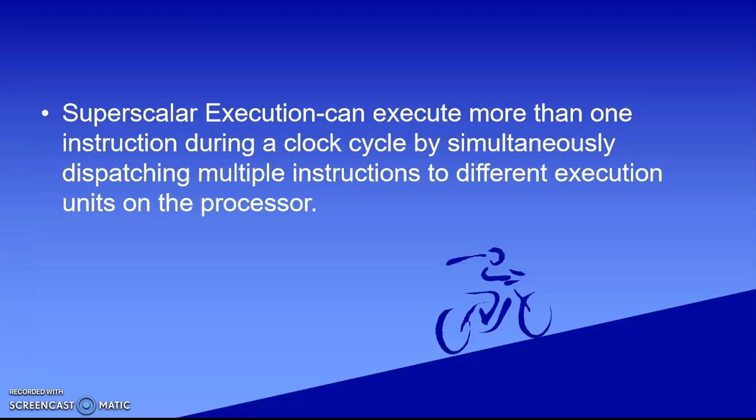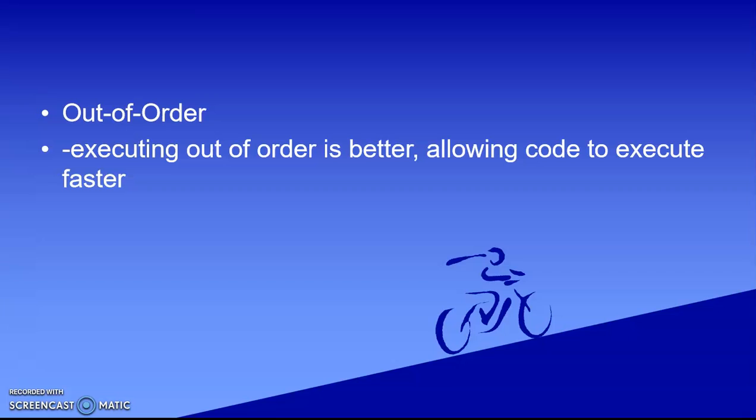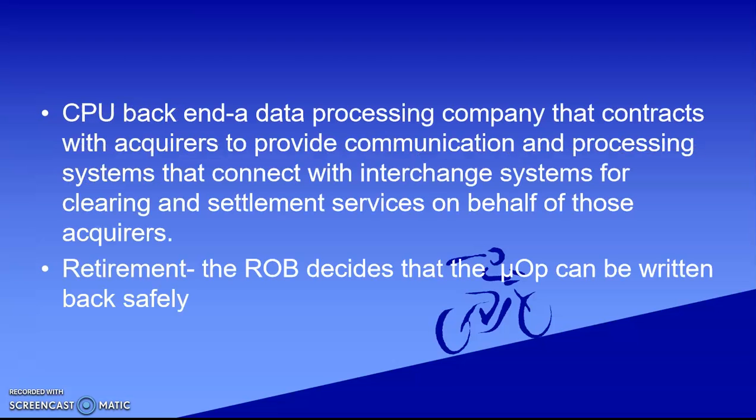Superscalar execution can execute more than one instruction during a clock cycle by simultaneously dispatching multiple instructions to different execution units on the processor. Out of order. Executing out of order is better, allowing code to execute faster.